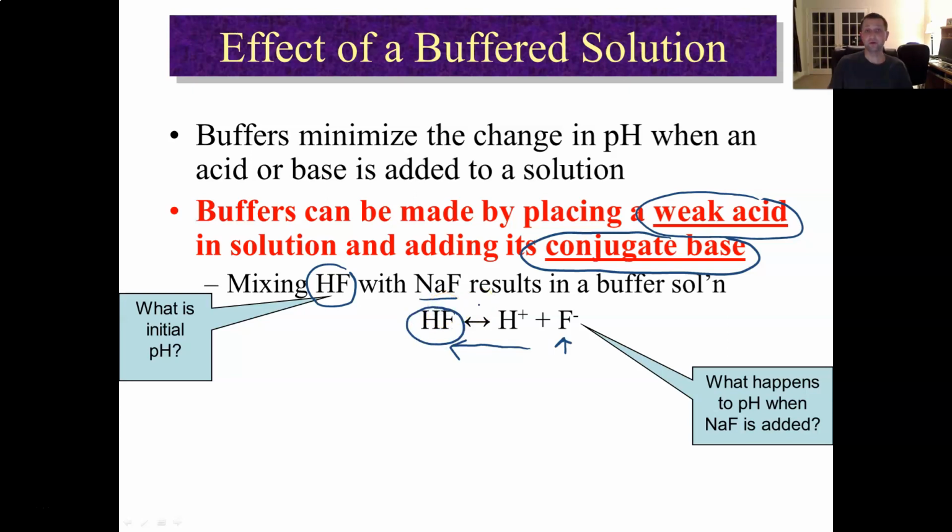All right, so what we end up having in our beaker is a lot of undissociated HF, and a lot of the fluoride ion as well. And that fluoride ion is coming from the soluble salt that we added here. So we have lots of our acid, our weak acid. We also have lots of our conjugate base, which is exactly what we need for a buffer to occur.